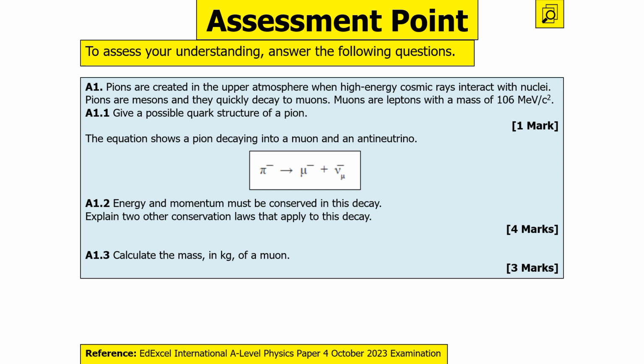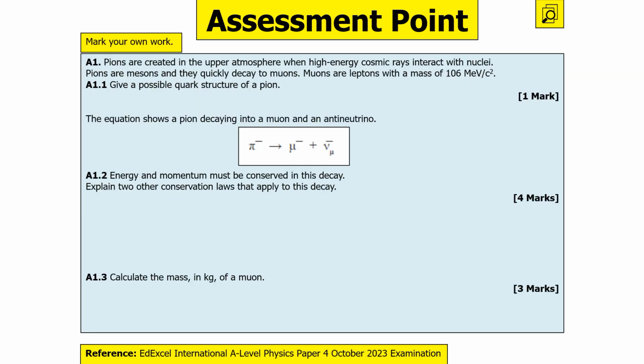Then the equation shows a pion decaying into a muon and an antineutrino. The energy and momentum must be conserved in this decay. Explain two of the conservation laws that will apply to this decay, and then calculate the mass in kilograms of a muon. So pause the video now, then unpause the video when you want to go through your answer.